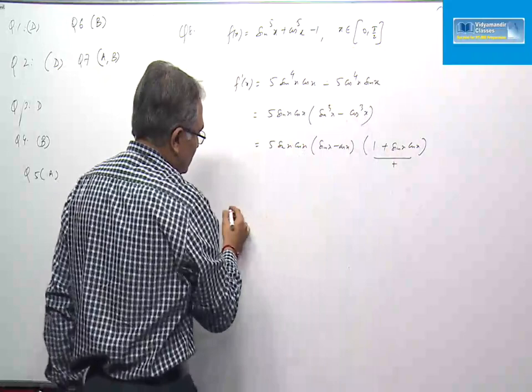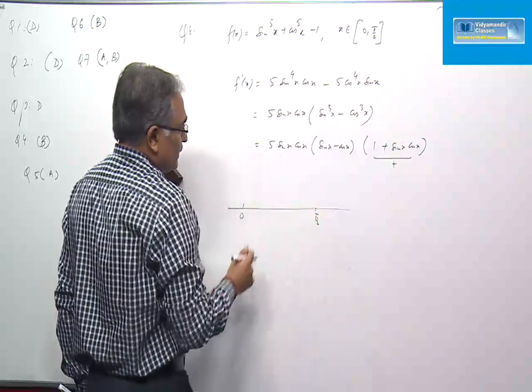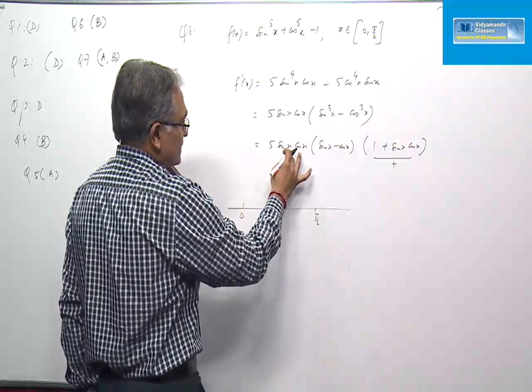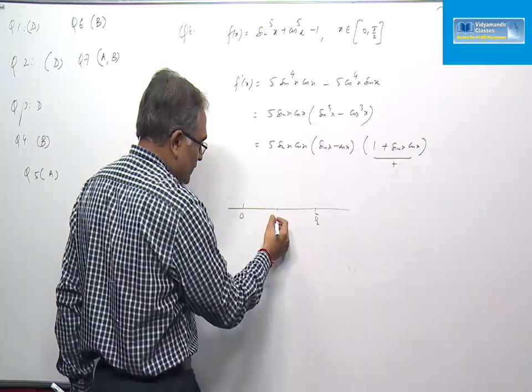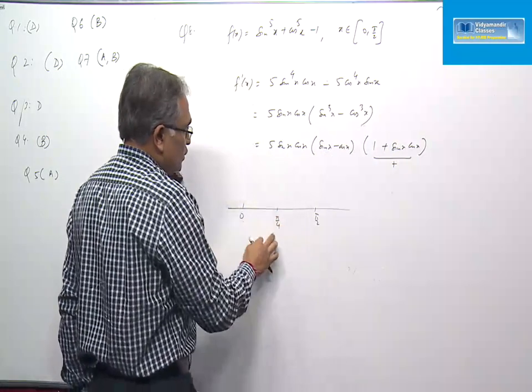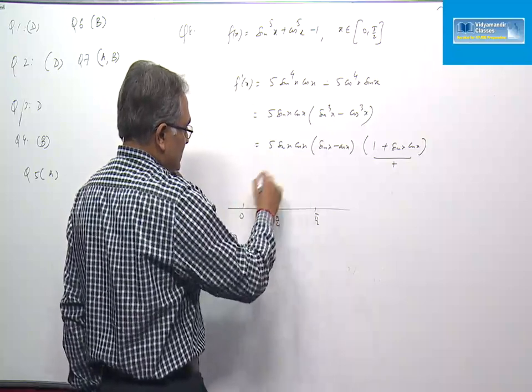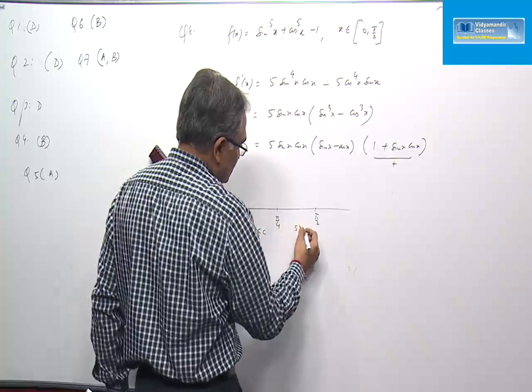Now, the roots of sin x cos x and sin x minus cos x under this interval 0 to pi by 2. Sin x or cos x are 0 at 0 and pi by 2 only. Sin x minus cos x is 0 at pi by 4. Now from 0 to pi by 4, sin x is less than cos x, and from pi by 4 to pi by 2, sin x is more than cos x.